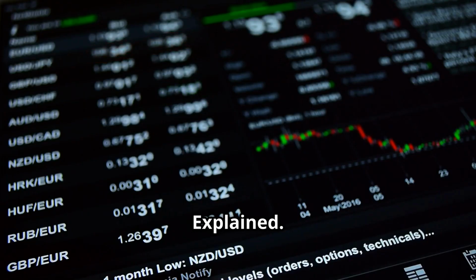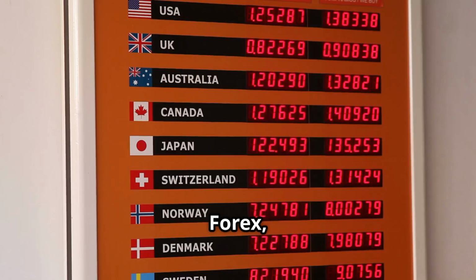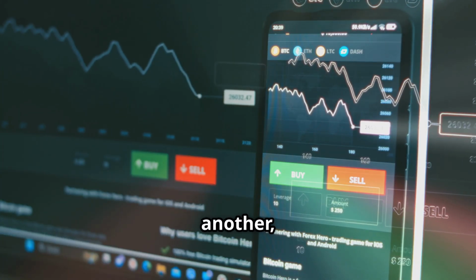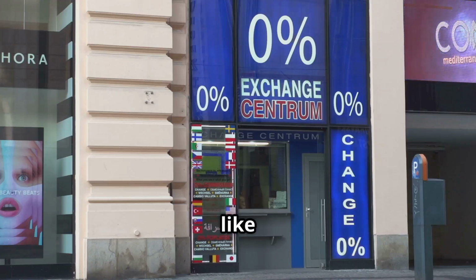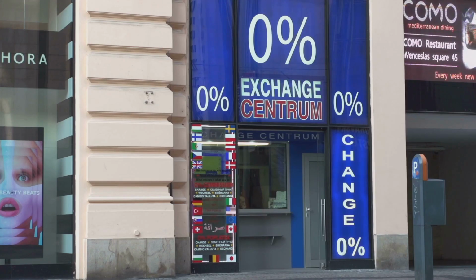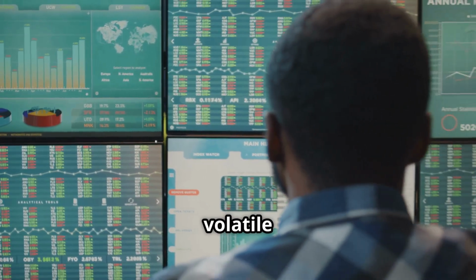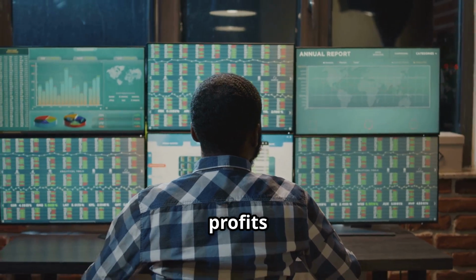Forex trading explained. Ready to enter the world's largest and most liquid financial market? That's forex, short for foreign exchange. In forex trading, you're essentially buying one currency and selling another, aiming to profit from the fluctuations in their exchange rates. Think of it like exchanging currency at the airport. You're hoping to get a better exchange rate when you convert back to your home currency. Forex trading can be highly volatile and complex, but it also offers the potential for significant profits for skilled traders.